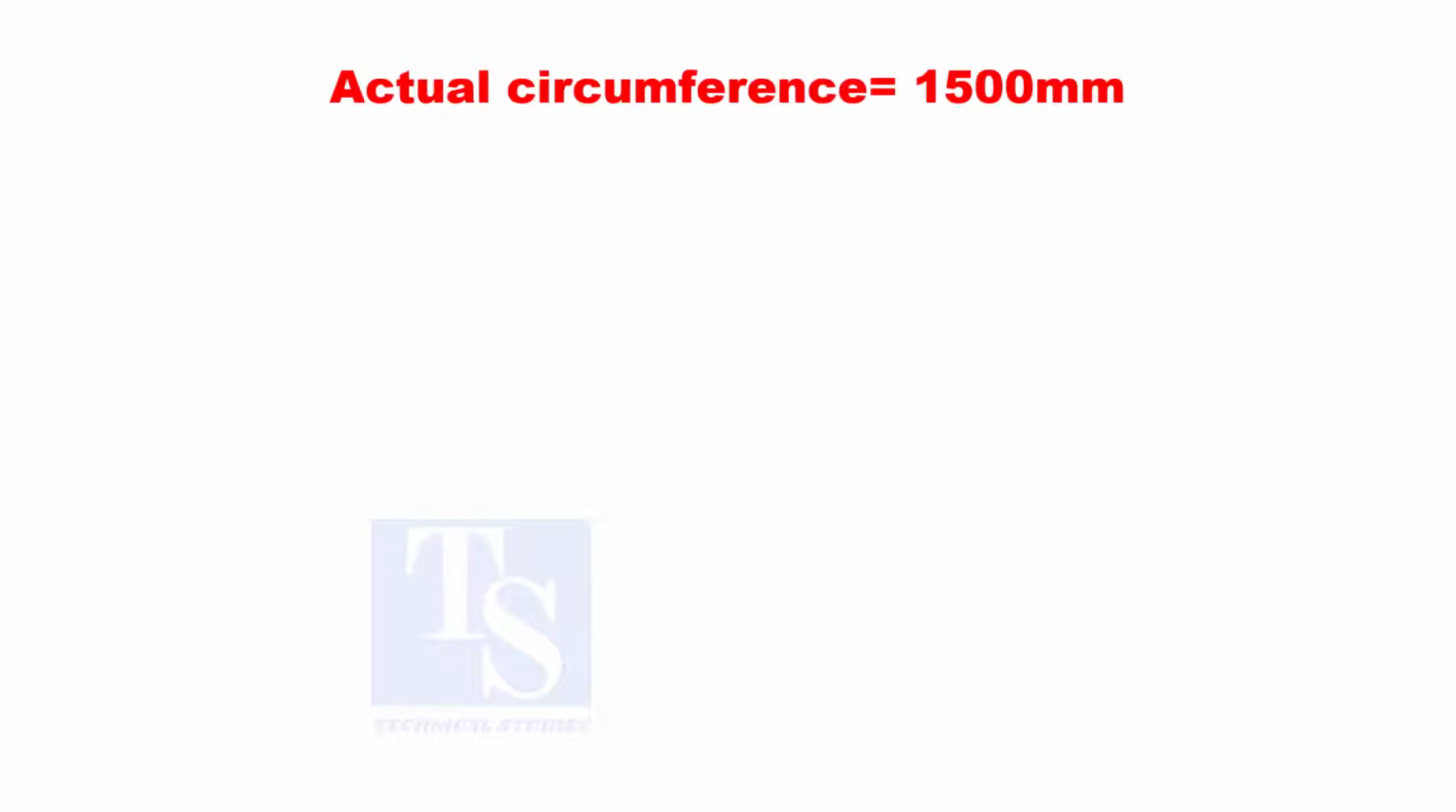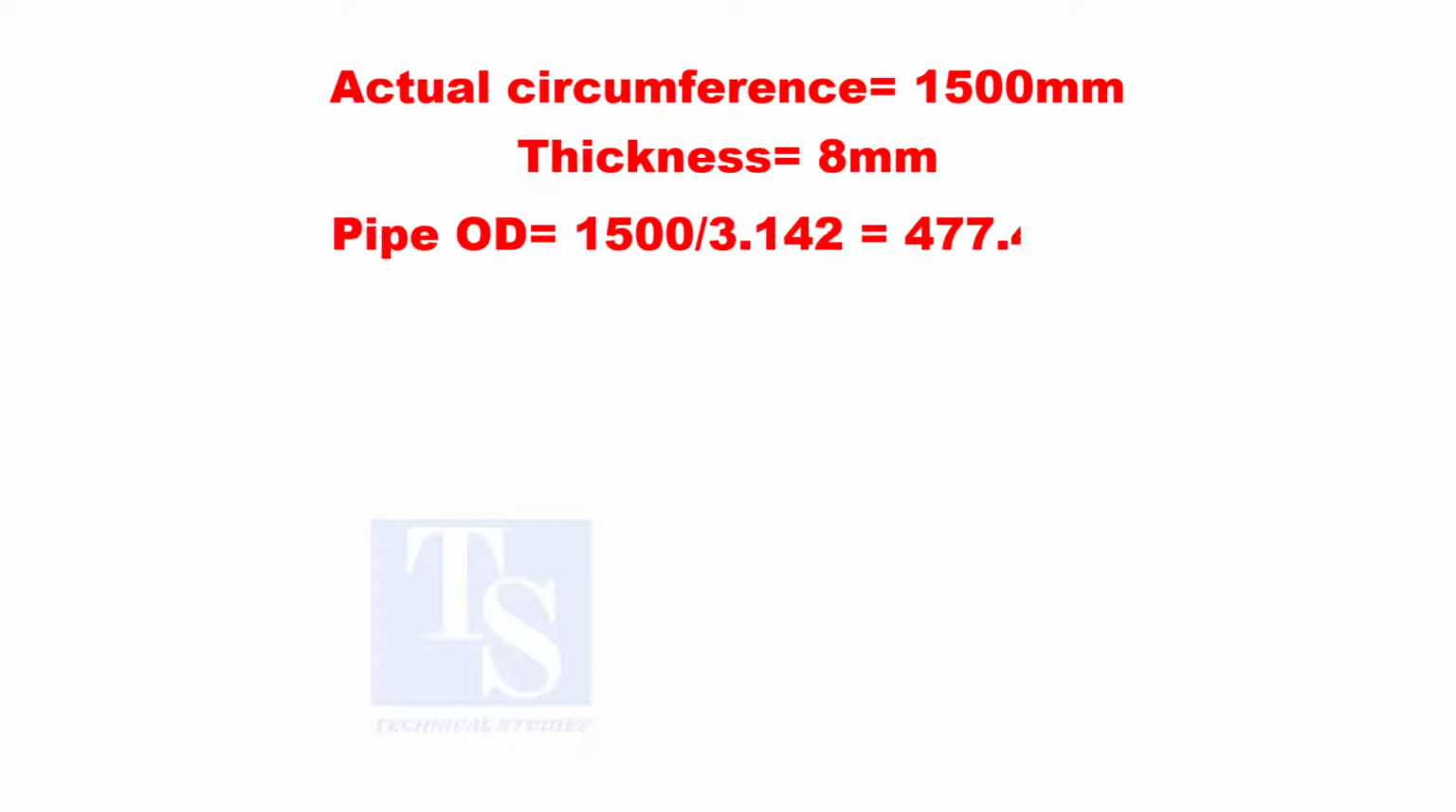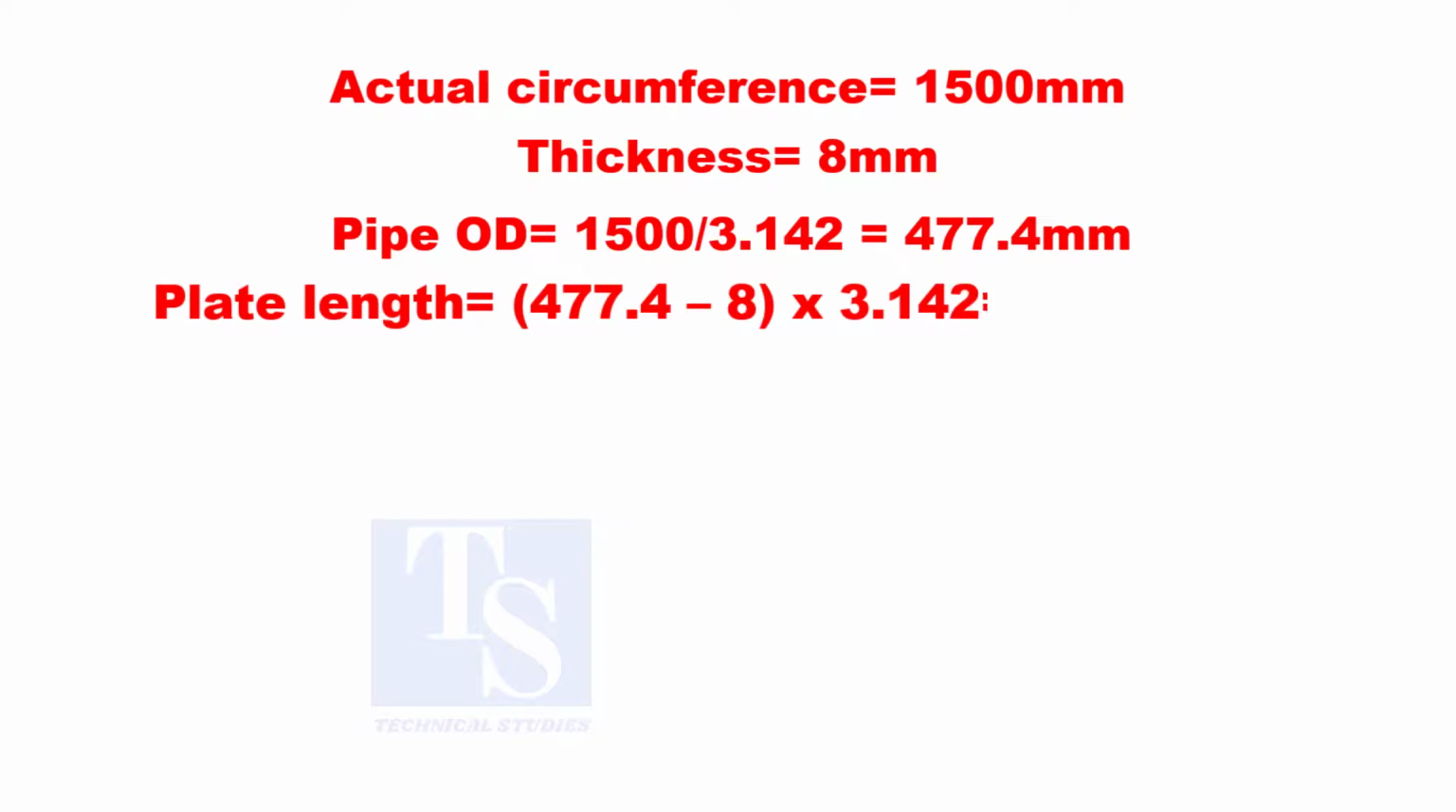Suppose the circumference of the pipe is 1500 and the thickness is 8 mm. Pipe OD is: divide 1500 by 3.142. To calculate the plate length, subtract 8 mm from the OD 477.4, and then multiply by 3.142.